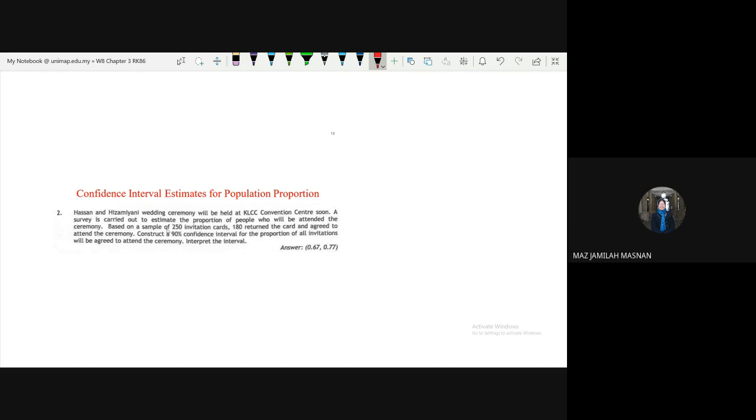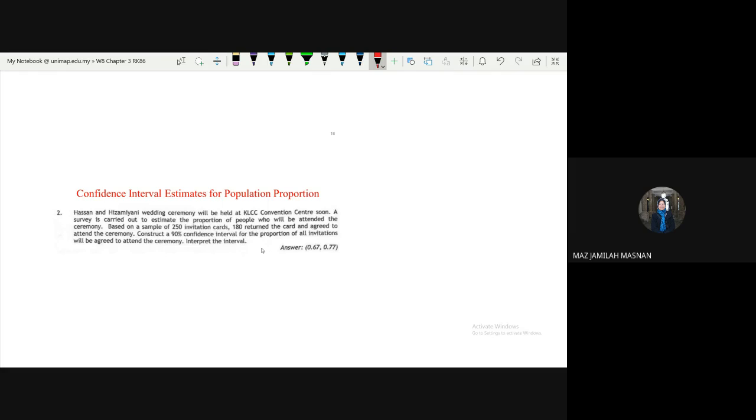Based on a sample of 250 invitations, 180 returned the card and agreed to attend the ceremony. Construct a 90% confidence interval for the proportion of all invitations that will agree to attend the ceremony. Interpret the interval. Now, take out all the information given to you.